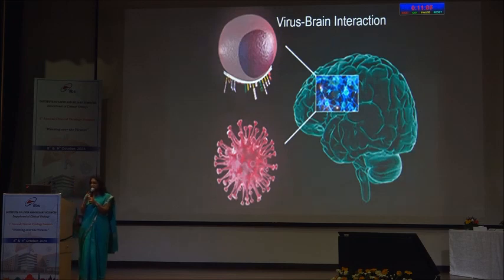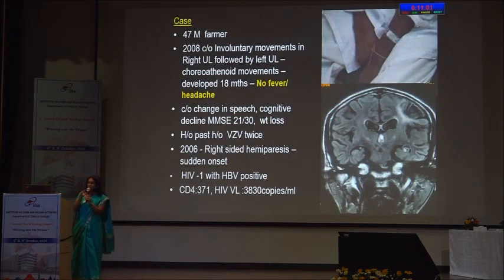So let's begin the first case of this virus-brain interaction. This is a 47-year-old gentleman. He's a farmer, and he presented to us in 2008. He was complaining of involuntary movements, which started off in the right upper limb, followed by the left upper limb, and they were choreoathetoid movements, which developed over a period of 18 months. There was no fever and headache. He was also complaining of some changes in speech and cognitive decline.